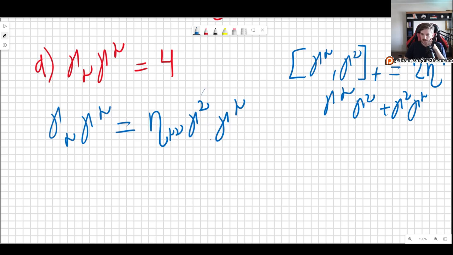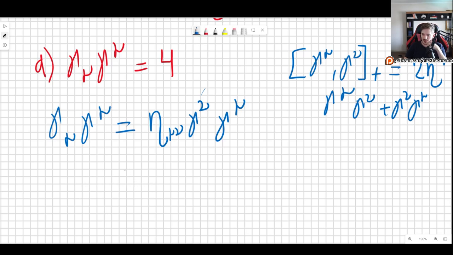But now notice that eta mu nu is exactly the same as eta nu mu, right? It's exactly the same. Why? Well, because it is a symmetric matrix, right? If you choose the element 1, 2, it is the same as the element 2, 1, and the same for every single element.